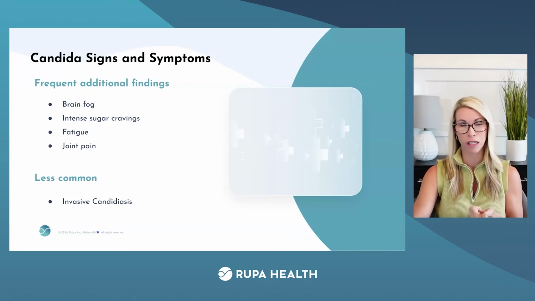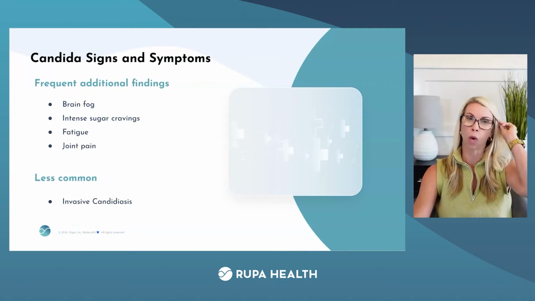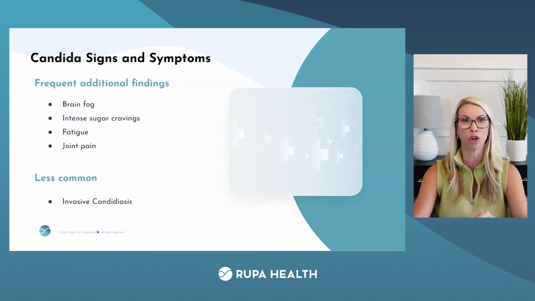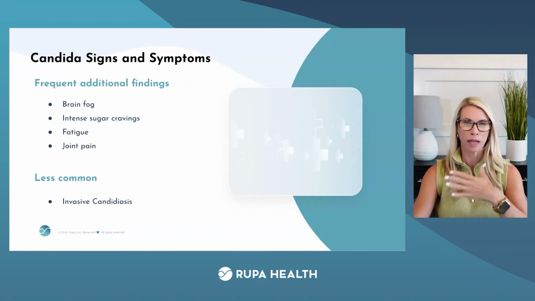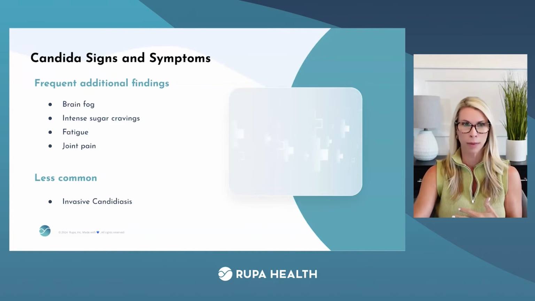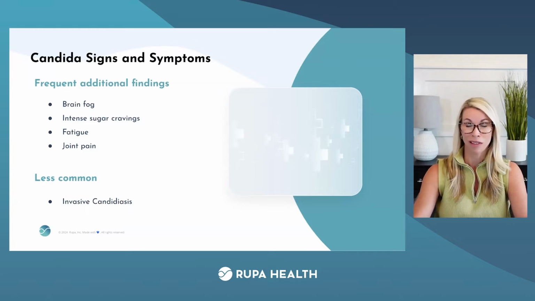Intense sugar cravings. Again, sugar feeds Candida. So you're going to see often they're going to report that they just have these intense sugar cravings that they really feel like they can't control. Fatigue is another one. A lot of times that's from just that, again, those circulating toxins in the body. And then joint pain, typically going to be from inflammation, but I do see often a lot of joint pain in patients with Candida. And then less common, you're going to see invasive candidiasis. So this is really like a more serious infection.